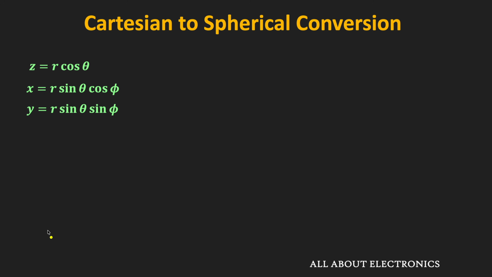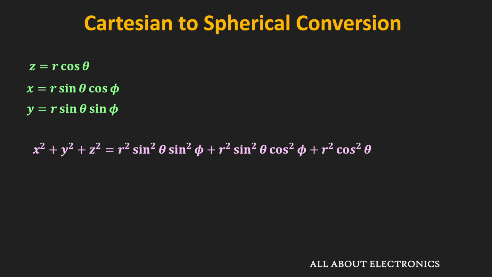Here, let us compute x square plus y square plus z square. If we do so, then we will get r square sin square theta sin square phi plus r square sin square theta cos square phi. And for the z square, we will get r square cos square theta. In the first two terms, r square sin square theta is common. If we take it out, then we will have sin square phi plus cos square phi, and as you know, that is equal to 1.